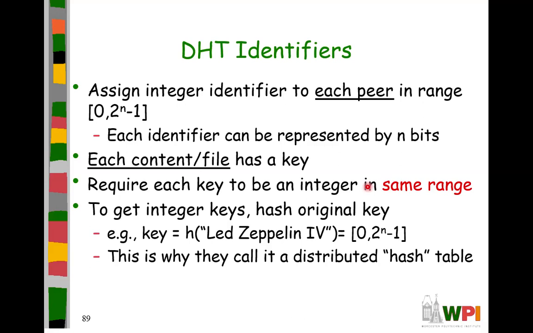We will discuss what its advantage is later on. So how is the file key generated? The file key is generated by using a hash function, and the hash function can be applied on the file name or on the file content. For example, if a file name is Led Zeppelin IV, we apply the hash function on the file name, and it generates an identifier in this range. That's why it is called a distributed hash table. Let's discuss how it works.